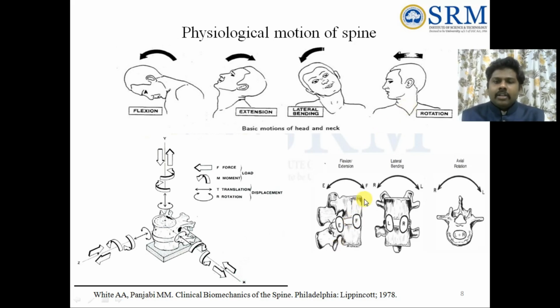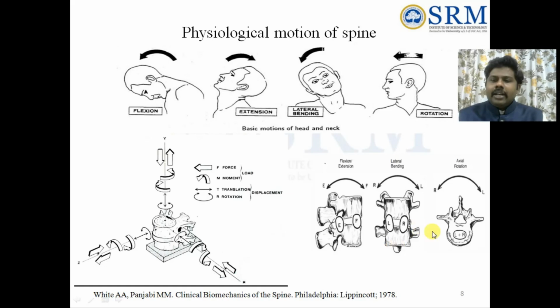For example, if you take here what I am doing, see, this is a functional spine unit. There is a vertebra here, there is a vertebra here. This is a flexion, and with respect to this it is an extension. Lateral bending with respect to left and right. And after that, the third one is the axial rotation with respect to left and right. These are the 3 main physiological motions which you can see in the spine.